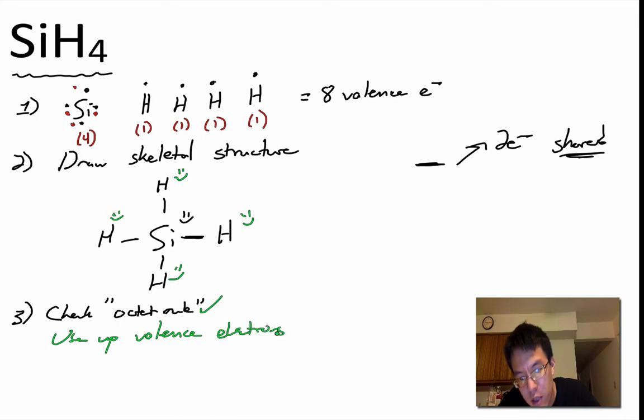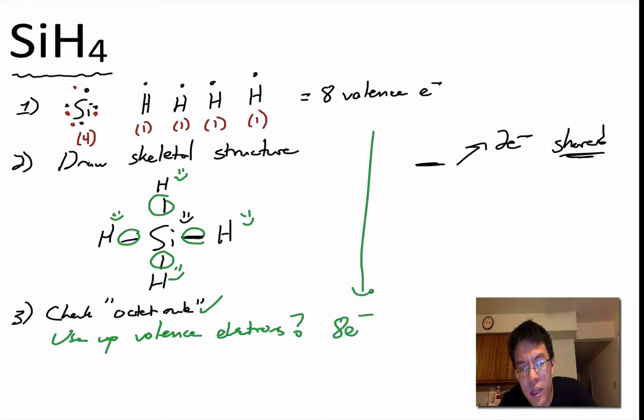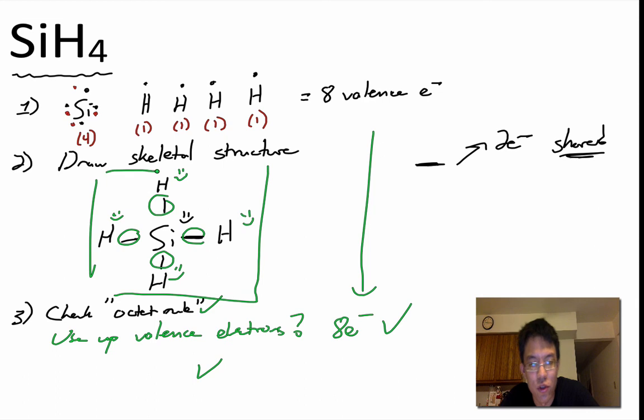If we take a look here, there's this bond, which is 2 electrons, this bond is 2 electrons, this bond is 2 electrons, this bond also 2 electrons, so I have 2, 4, 6, 8 electrons. That's how many I put in. So yes, I've used them all up. If all those things check out, I'm done. This is my final structure.